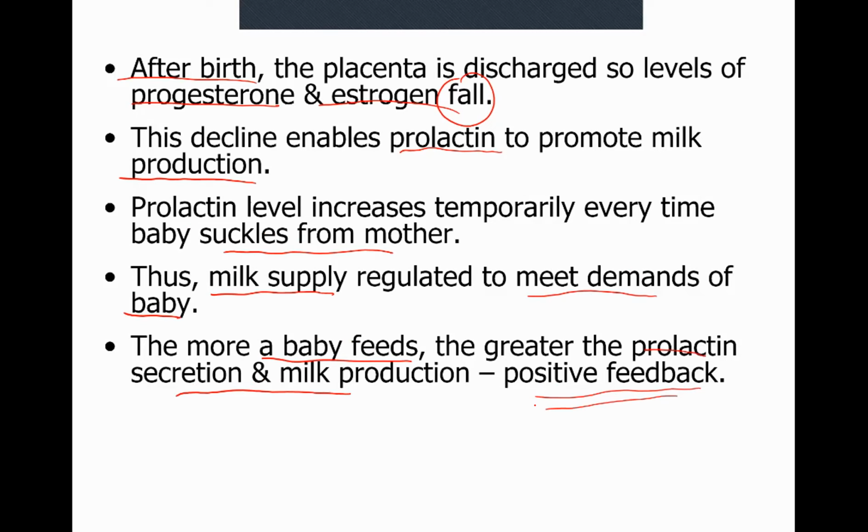That's why if a mother is working or so, she will still try to pump the milk, to induce more prolactin. So more milk will be produced. Okay, something like that.